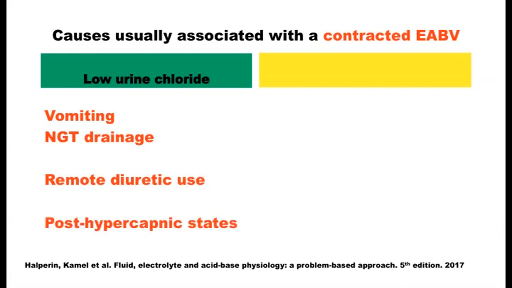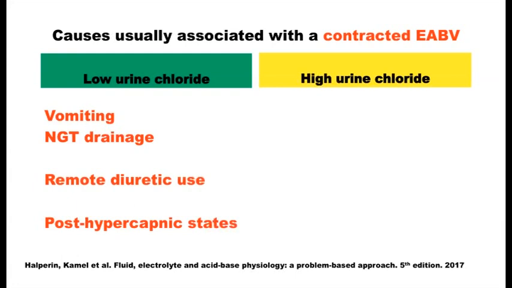And a common one are patients with chronic lung disease who have type 2 respiratory failure and develop so-called post-hypercapnic metabolic alkalosis. A common reason for why colleagues in the ICU often struggle to get these patients off the ventilator.